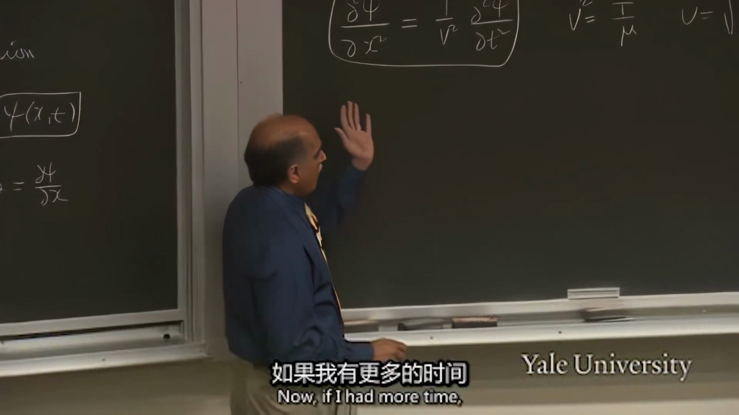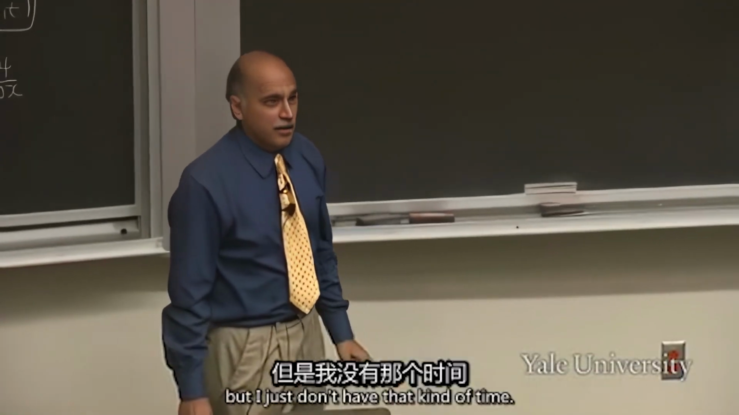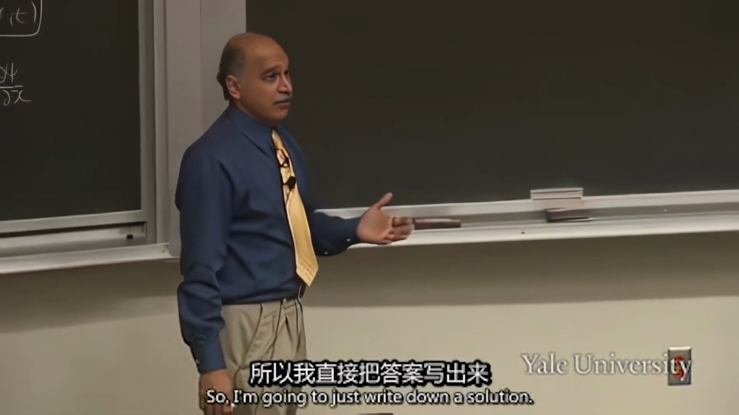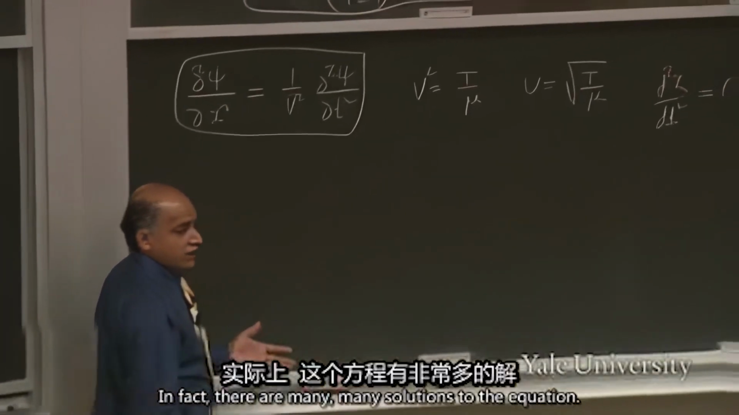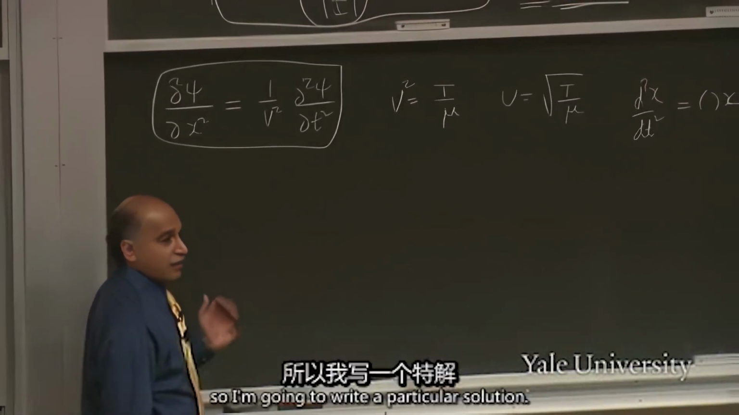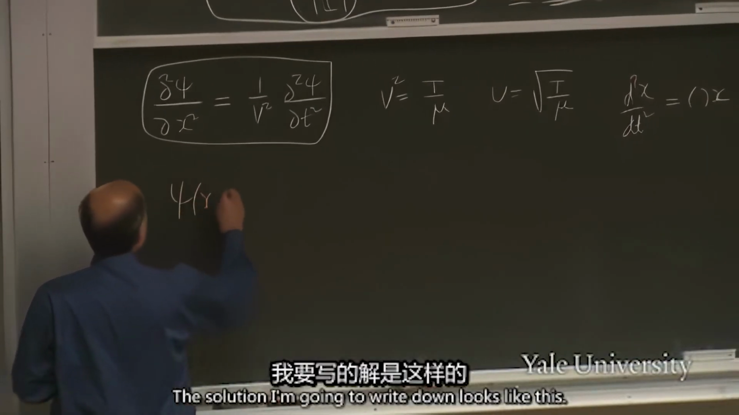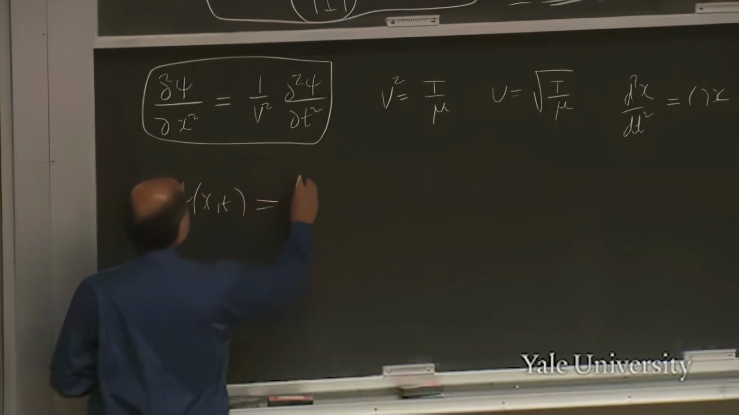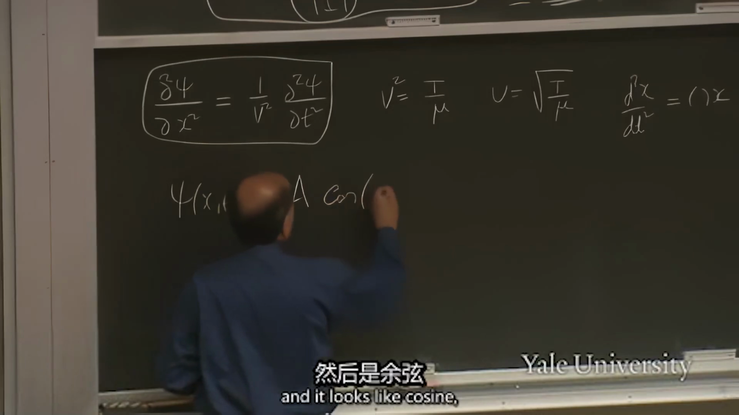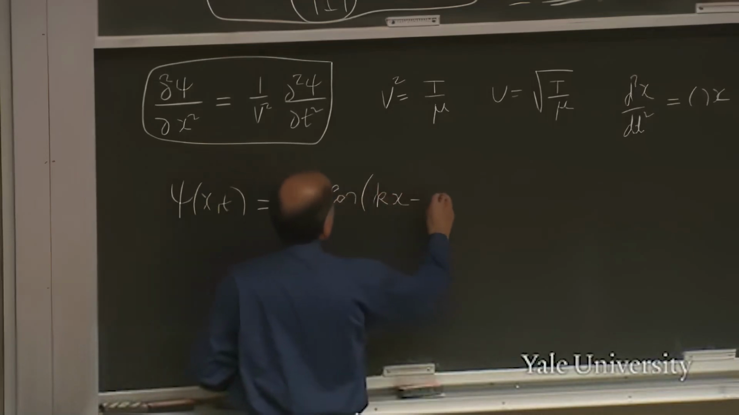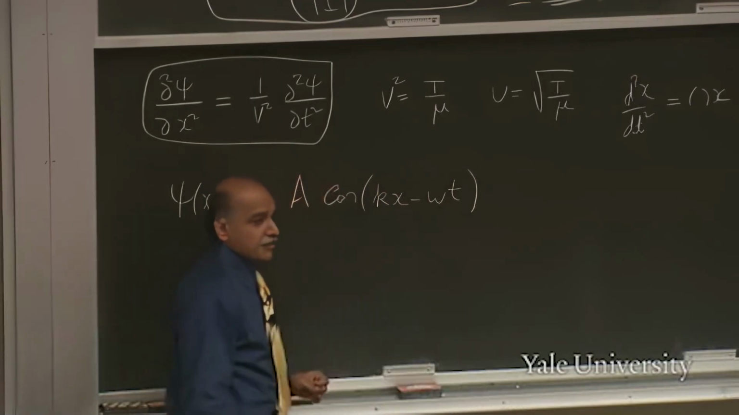Now, if I had more time, I could tell you how to deduce the answer. It's not very hard, but I just don't have that kind of time. So I'm going to just write down a solution. And in fact, there are many, many solutions to the equation. It's very general. So I'm going to write a particular solution. The solution I'm going to write down looks like this. It is some number a, which is the amplitude, and it looks like cosine of some number called k times x minus omega t.